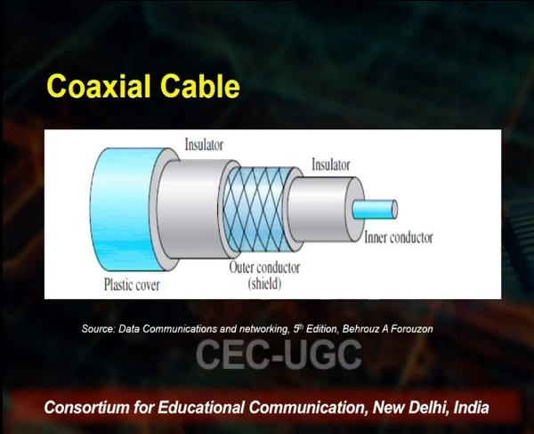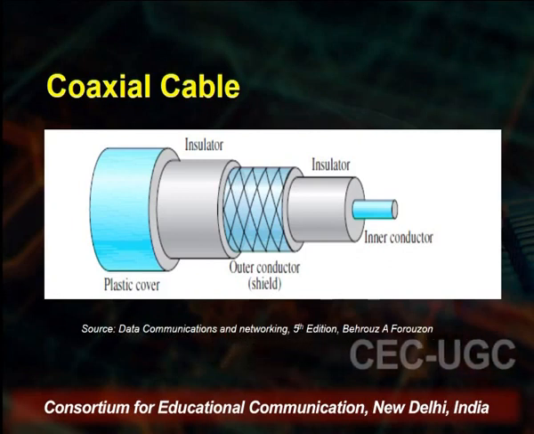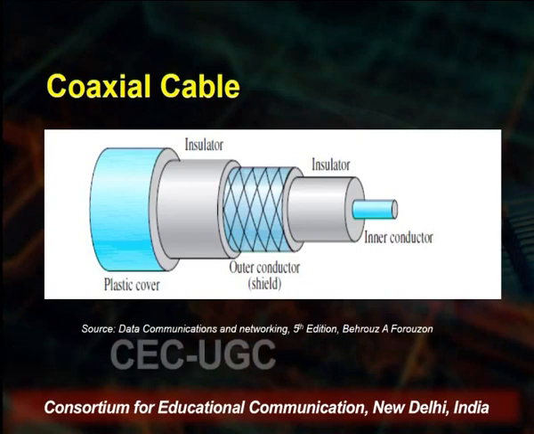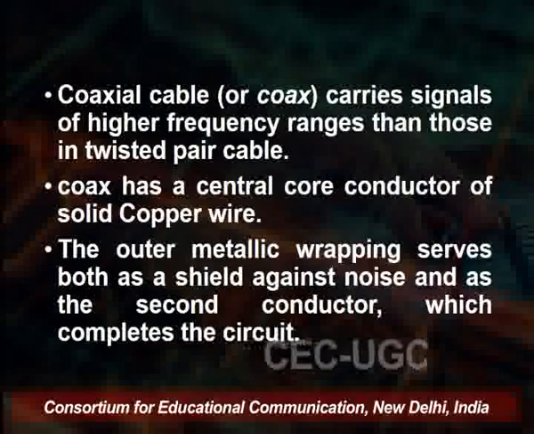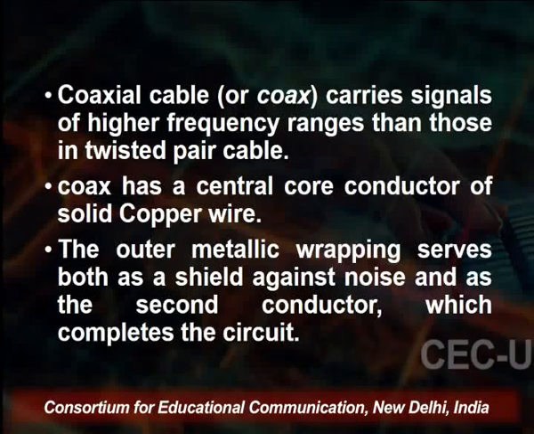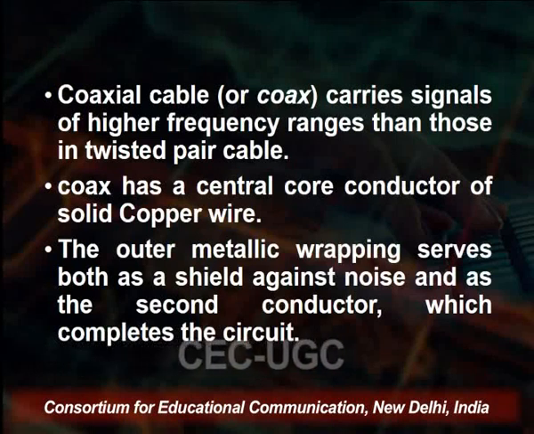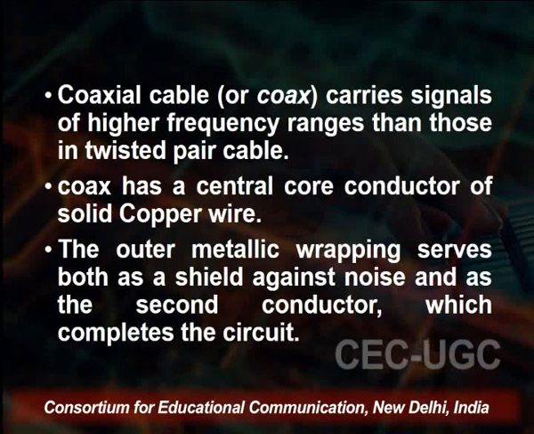So this is a very robust kind of wire which has been built, and the main purpose of having the outer conductor or the shield is twin purpose actually in this. So basically these coaxial cables are used for carrying signals of higher frequency ranges than those in the twisted pair cable, right.